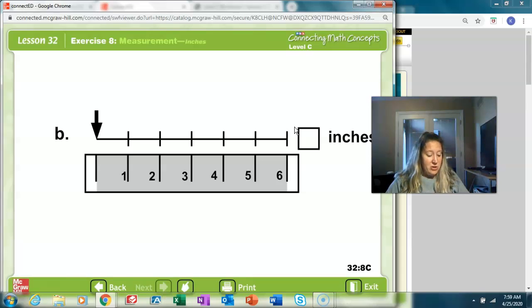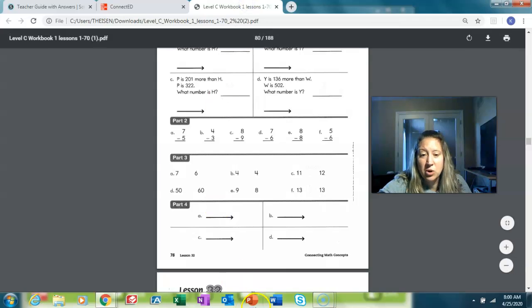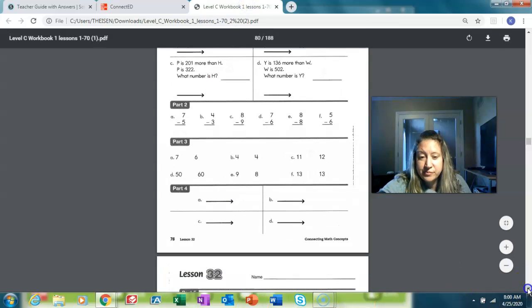Okay, I want you guys to find part 6 in your book. And these are families that you saw earlier with the small number of 2. So you're going to say the fact that starts with 6, okay? And then you're going to say the fact that goes back on the arrow, okay? So let me see if I can show you. I'll have your workbook open here.